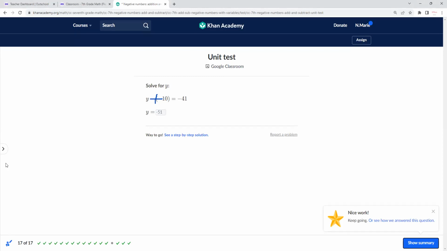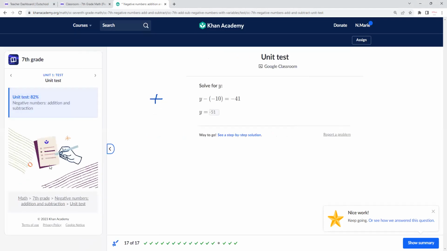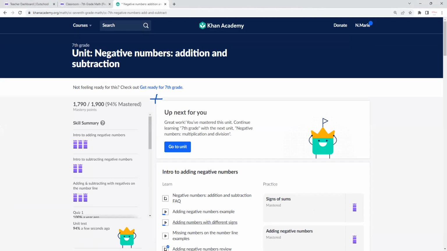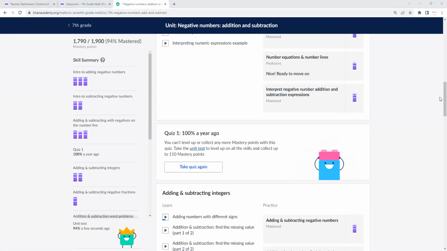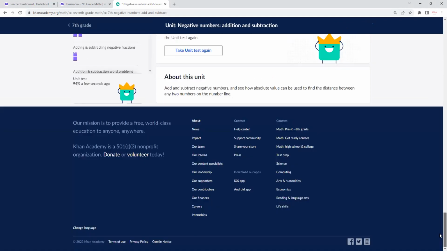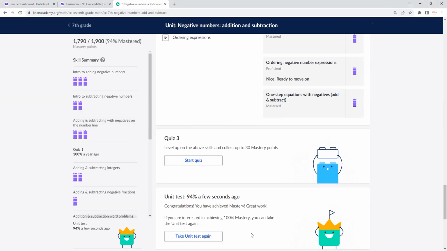So I recommend doing the unit tests, doing the assignments I give you. Wherever you struggle at individually, you can go to those quizzes and practice there. Like, let's say, I'm not good with doing things on the number line, missing numbers on the number line. I can practice there. So just go through the unit, do the quizzes that I assign, and then wherever you need additional work, I recommend practicing there individually.